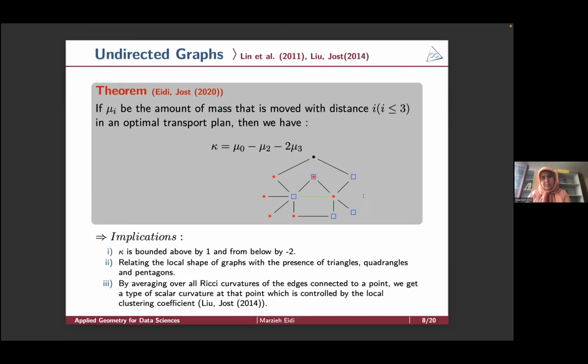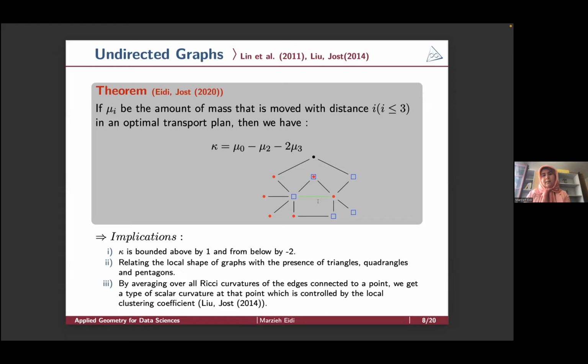So the best type of shortcut happens when a mass and hole coincide, and that happens when we have a triangle, as you see. Another type of shortcut happens when a mass can be moved to a hole with one edge, and it usually happens when we have quadrangles. And the last type of shortcut happens when we have two edges between a mass and hole, and that happens sometimes when we have pentagons. Just please consider that the maximum distance between every mass and every hole is at most three, and we are talking about making these three less and less.